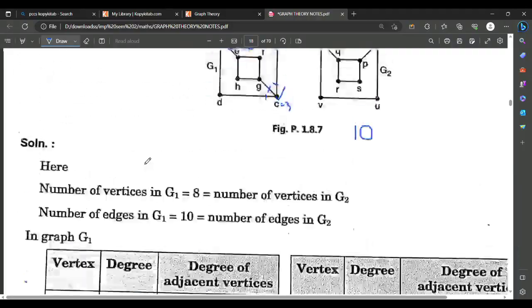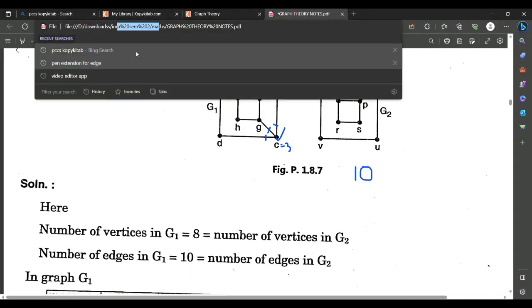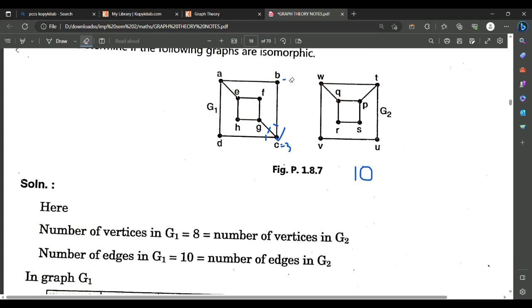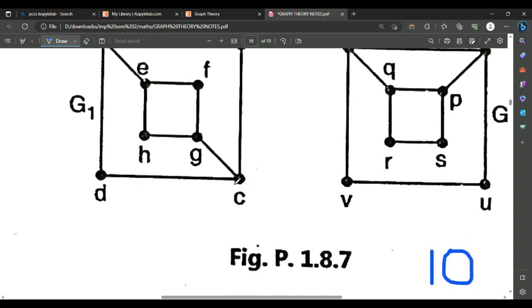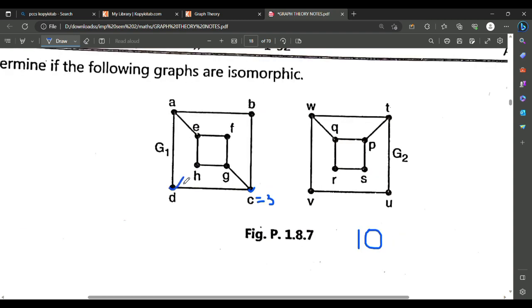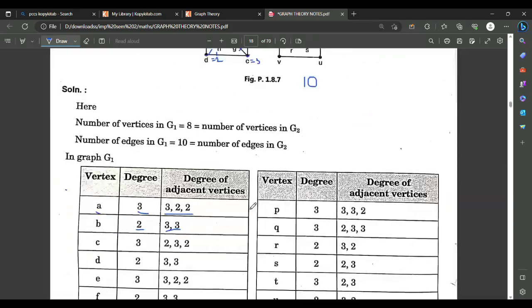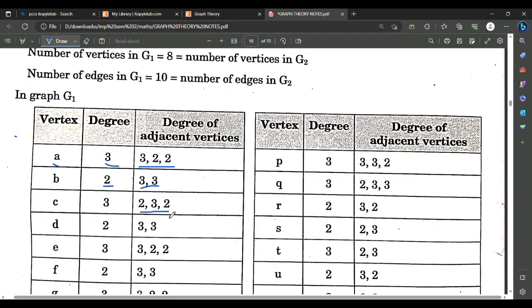Similarly, if we go for C, it has a degree of 3 and its adjacent vertices are D, G and B, where B has a degree of 2, D has a degree of 2, and G has a degree of 3. Therefore, here we will write 2, 3, 2.